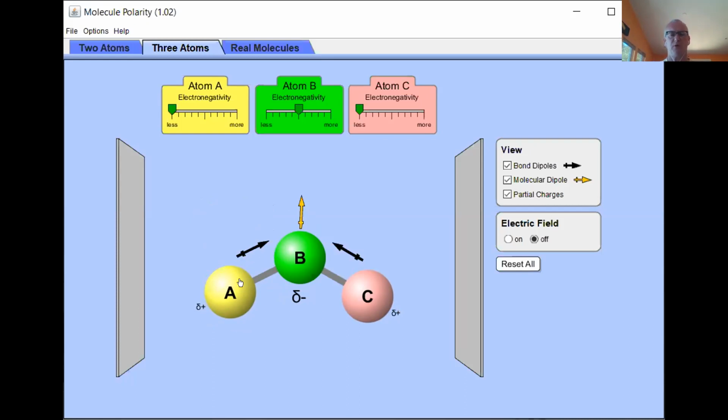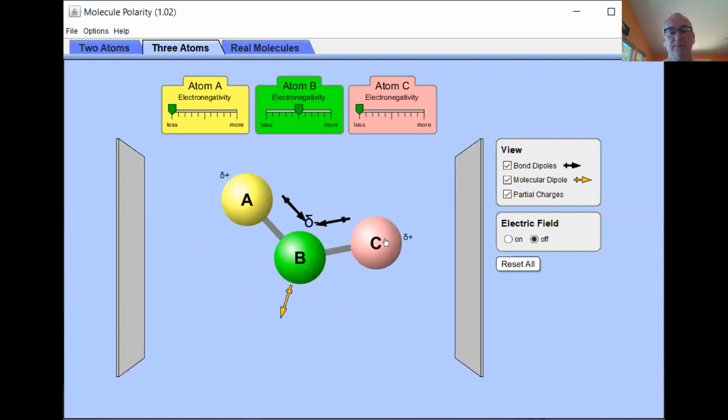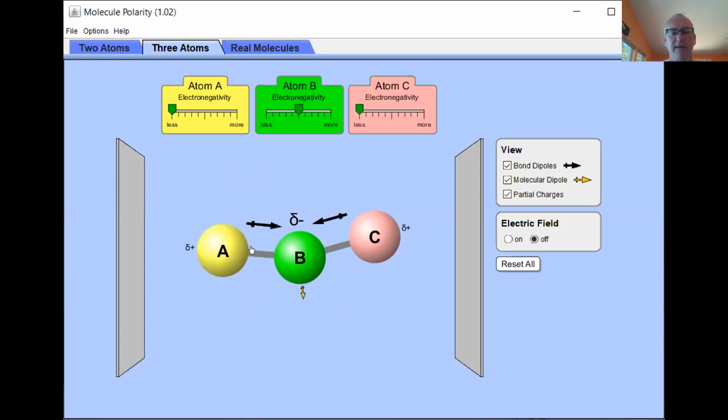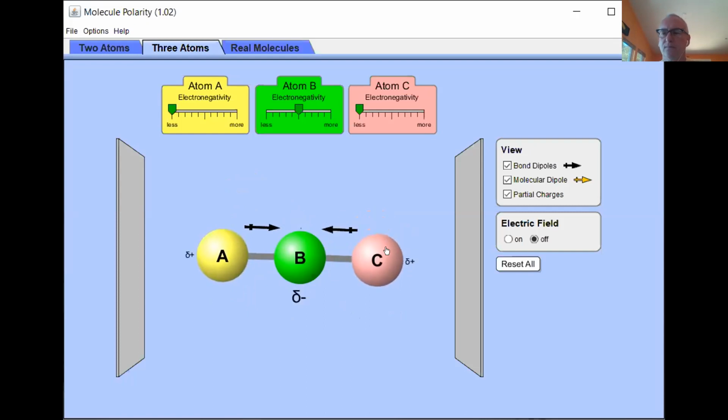Because right now they're both pointing up, right? They're both pointing at B, but they're both pointing up. And so our overall dipole is up. Now I'm going to have them point down. And what happens to the molecular dipole? It points down. But what happens when they point in completely opposite directions? Now, when they face each other, they're pointing in exactly opposite directions. And what happens when they point in exactly opposite directions?